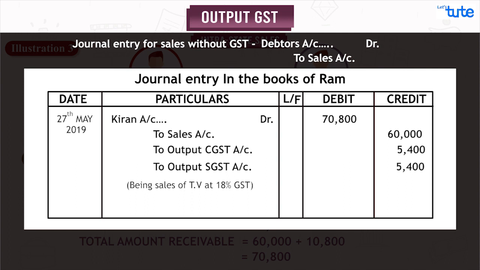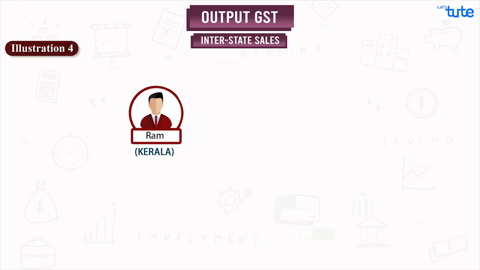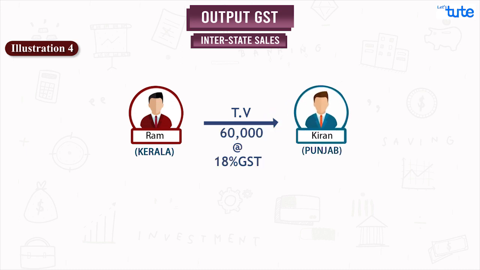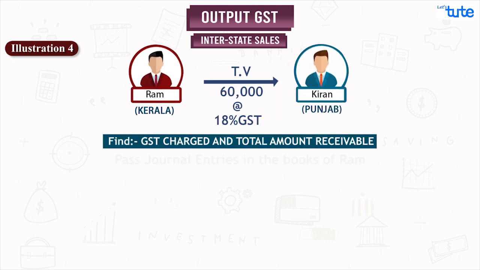Now again taking the same example, just a little change. Say Ram is a dealer in Kerala who sold goods to Kiran, who is in Punjab. Now how will you account for this transaction?